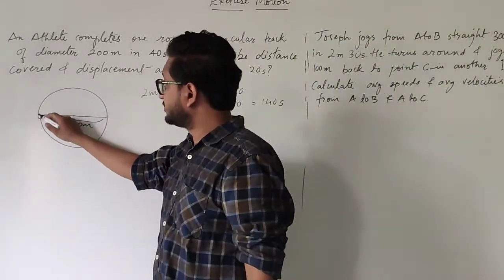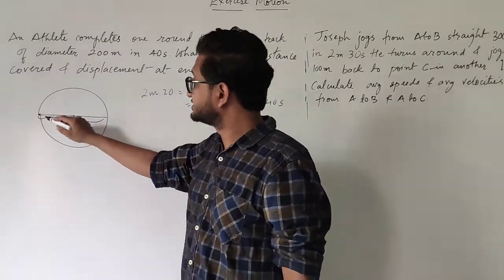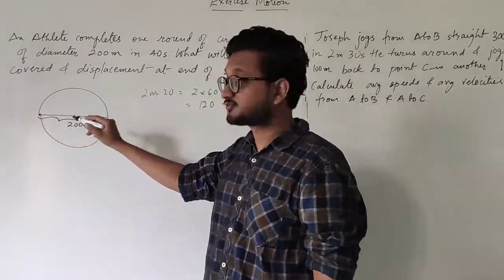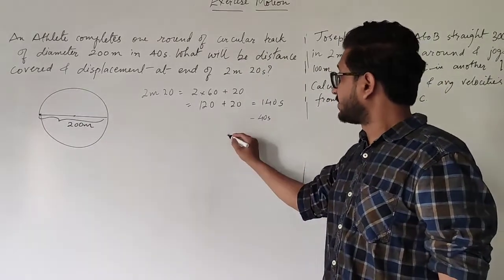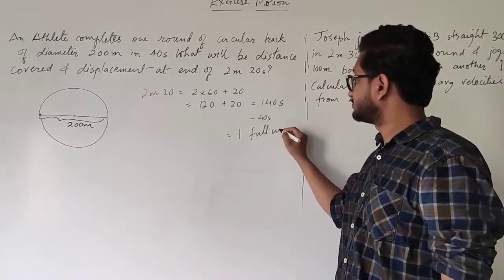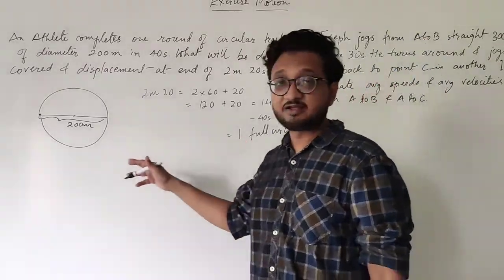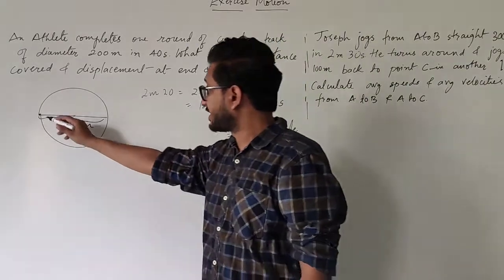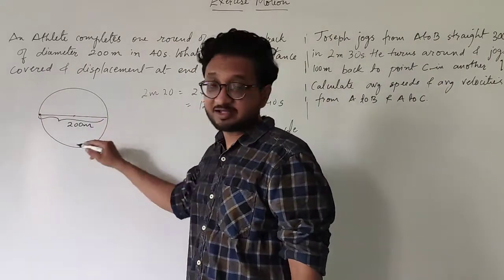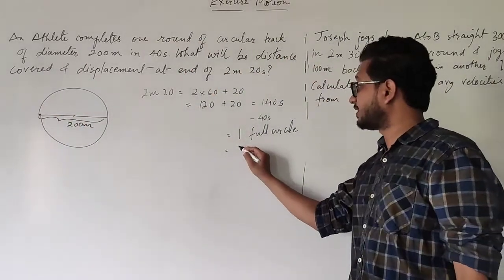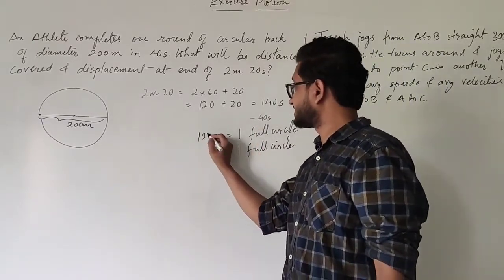We know it takes 40 seconds to complete the whole circle. So when we subtract 40 seconds from 140, what you get is one full circle. The athlete completes one full circle, and now we are left with 100 seconds. Another 40 seconds and another full circle is completed, and the time remaining is 60 seconds.